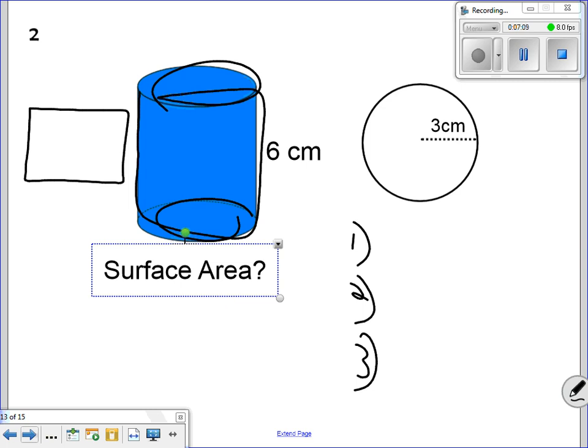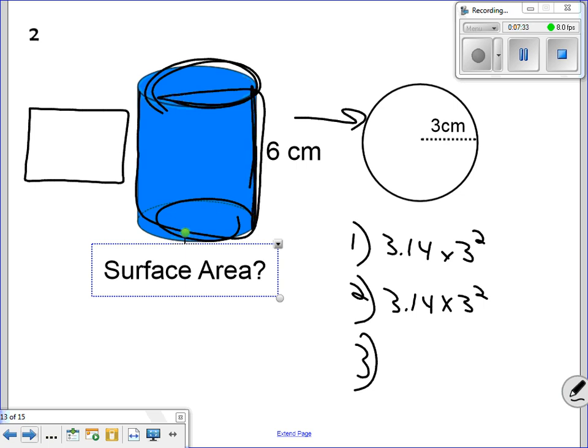The area of the base is drawn right here, which is 3.14 times radius squared, which would be 3 squared. That means the top would also be 3.14 times radius squared. Now, this is where it gets tricky. What is the height of this shape? The height is 6. So that means this rectangle that's wrapped around would have a height of 6.